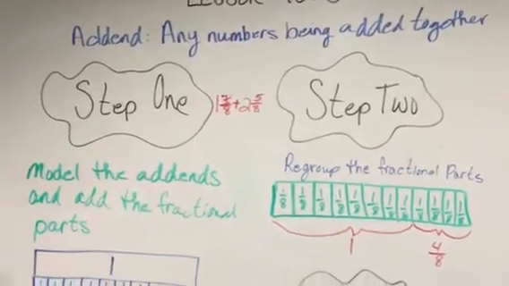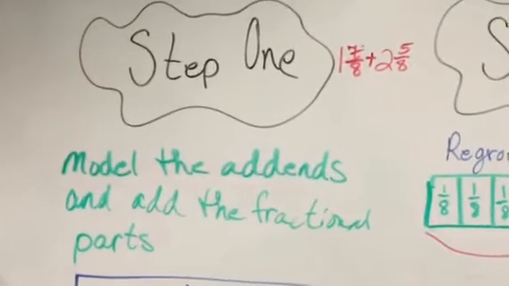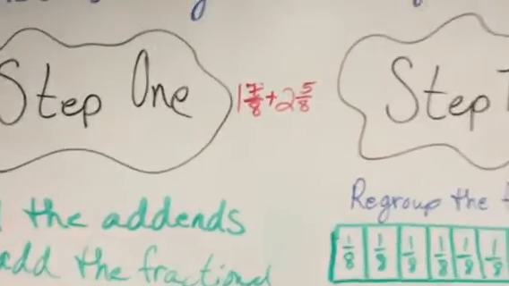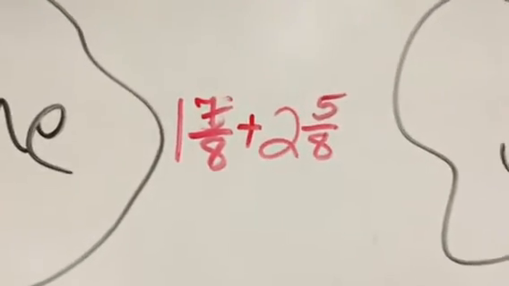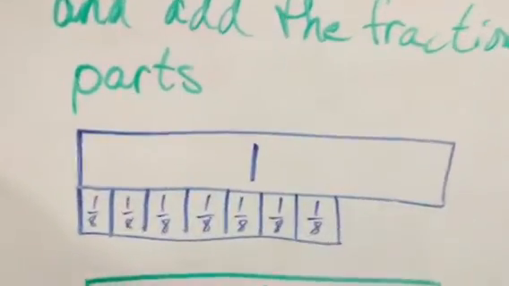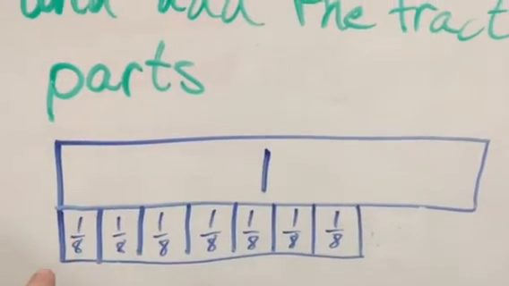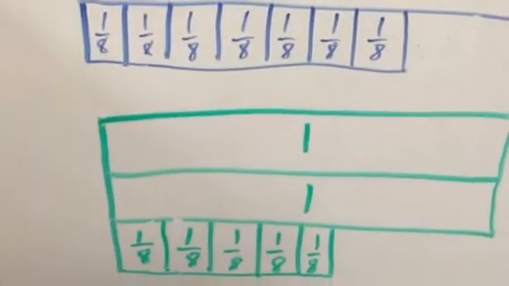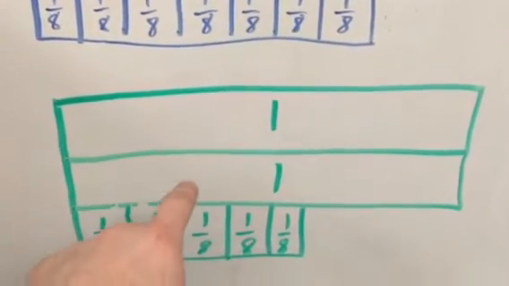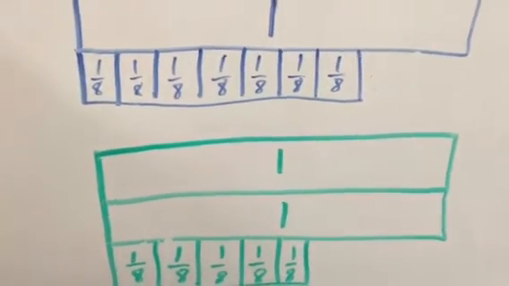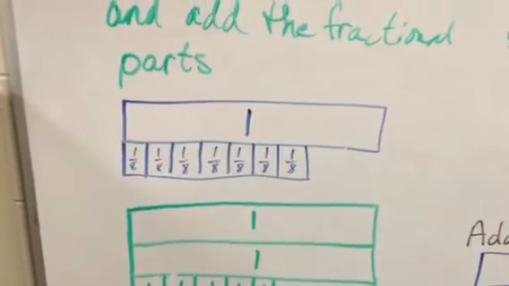So let's first look at step 1. We're going to model the addends and add the fractional parts. So if we're using this example, 1 7/8 plus 2 5/8, first thing we do is model what they look like. There's one whole part and then 7/8 of a part. And then we model the same thing with 2 whole parts and 5/8 of a part. All we're doing in step 1 is drawing a model. I think you guys can do that. Let's go to step 2.